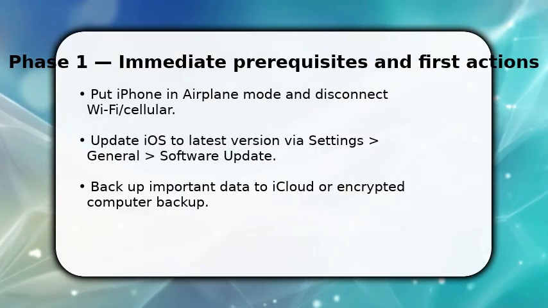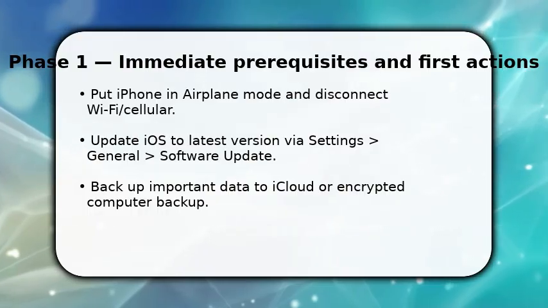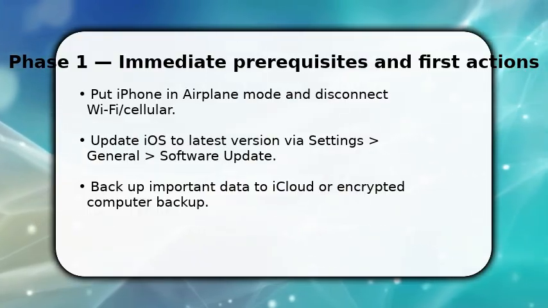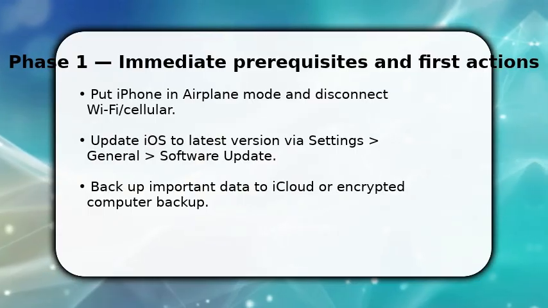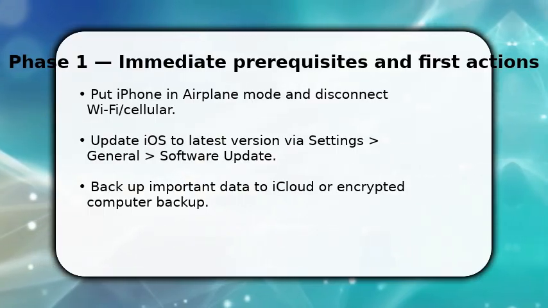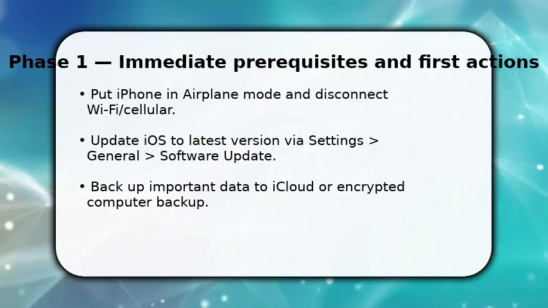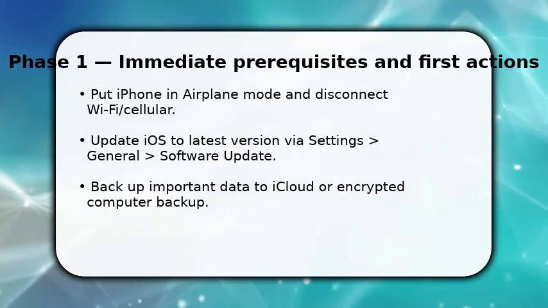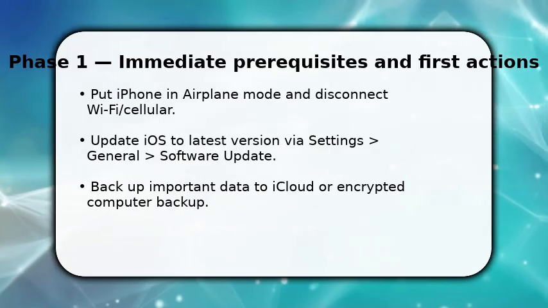You start by isolating the device. Enable airplane mode and turn off Wi-Fi and cellular to stop data exfiltration. Next, make a quick encrypted backup to iCloud or to a trusted computer. This preserves photos and messages while preventing contaminated backups.